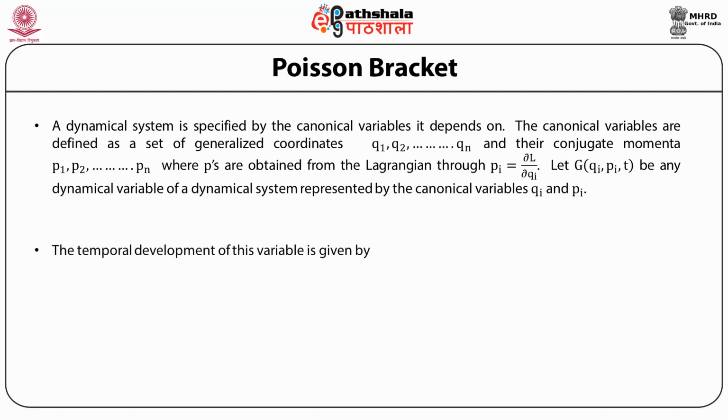Now the temporal development of this variable, that is dG by dt, the total derivative of this dynamical variable with respect to time t, is given by the chain rule, namely dG by dt is equal to sigma over i, partial derivative of G with respect to qi into qi dot, plus the partial derivative of G with respect to pi multiplied by pi dot, summed over all the i's, plus the partial derivative of G with respect to time if it depends explicitly on time.